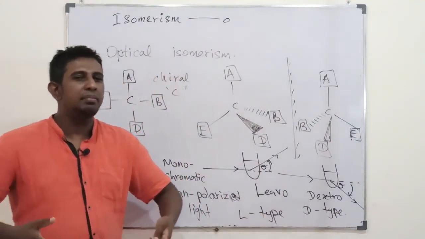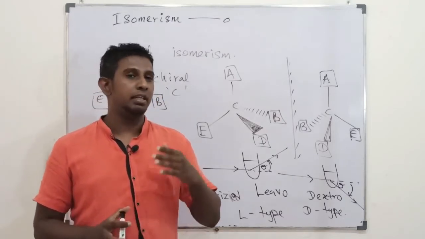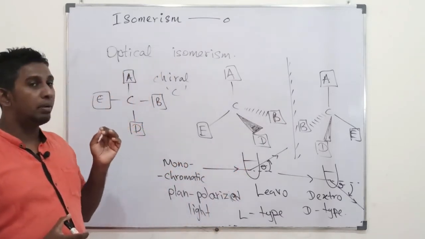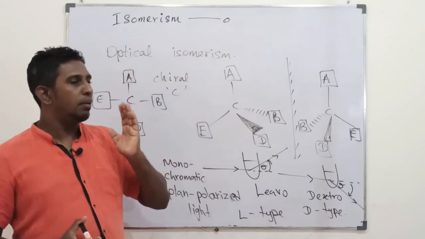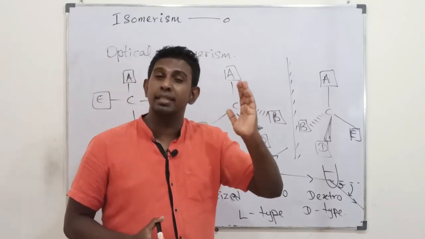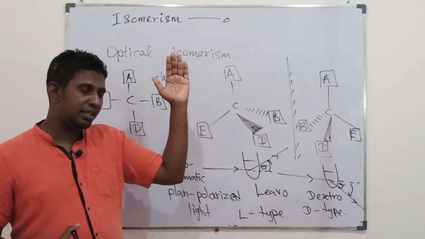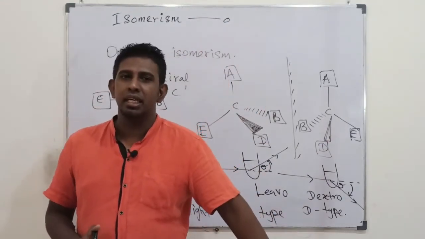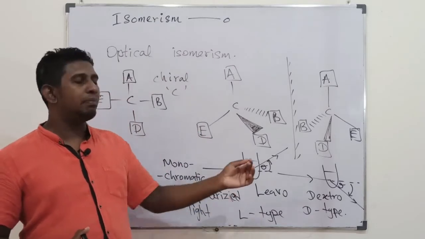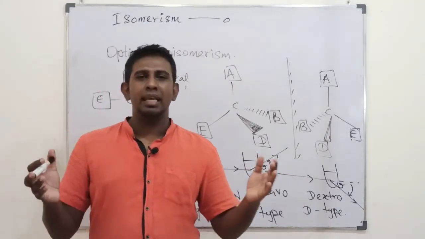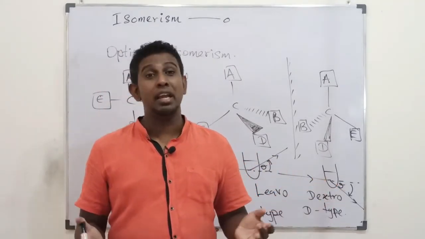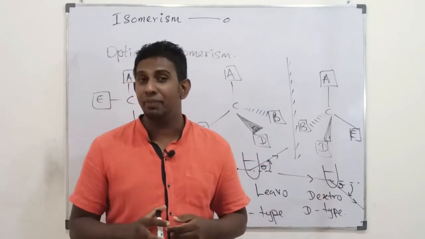So it's a physical method. The physical method is you pass a beam of monochromatic plane polarized light. One type would rotate in the left-hand direction, the other in the right-hand direction. Accordingly, we call them L type and D type. That is the way we identify the two types of enantiomers.